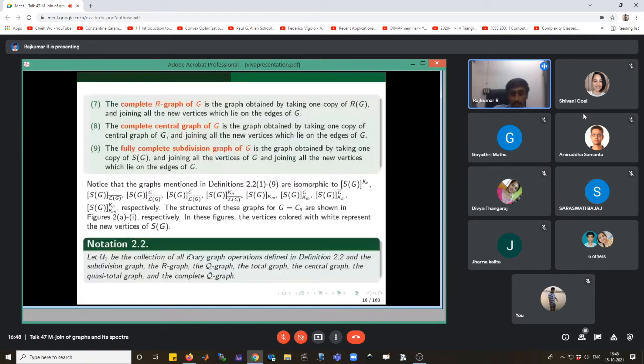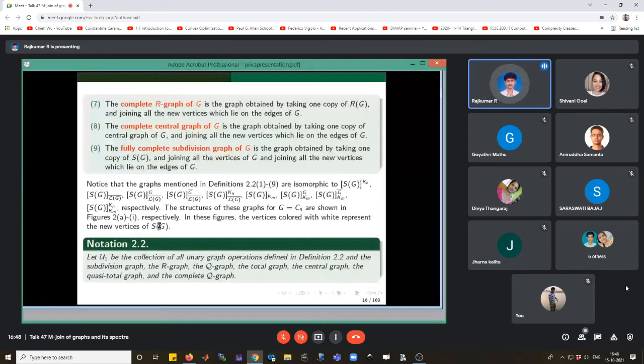So here is the notation. Here U1 denotes the collection of all operations in definition 2.2, together with the subdivision graph, R graph, Q graph, total graph, central graph, quasi-total, complete graph. So this class of graph operations we denote by script U1.